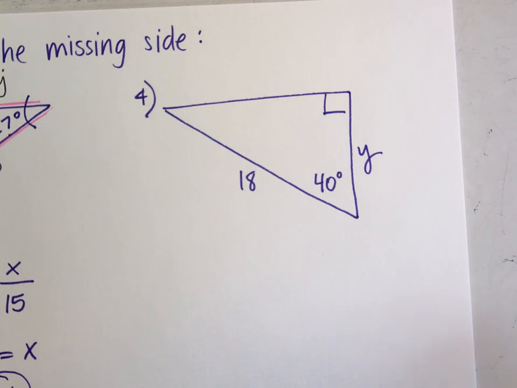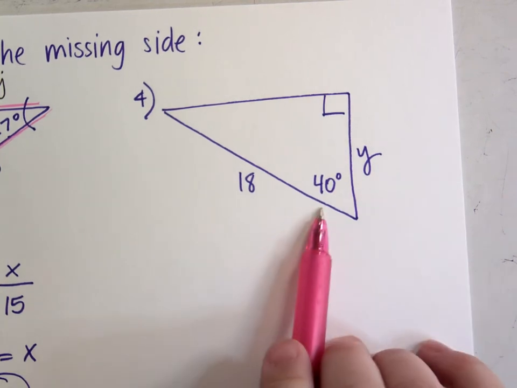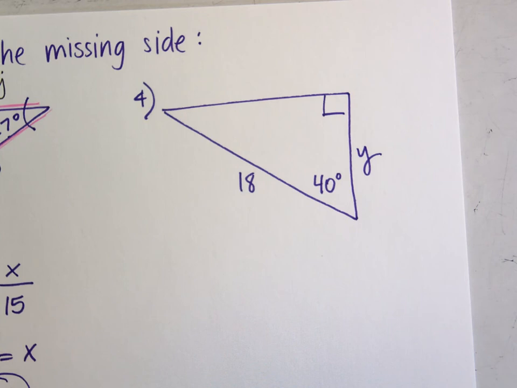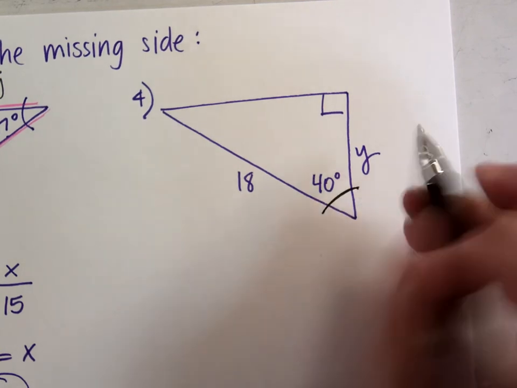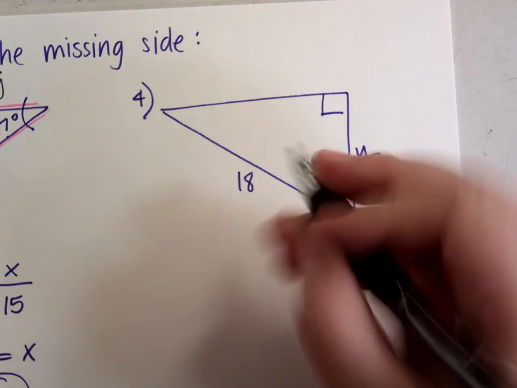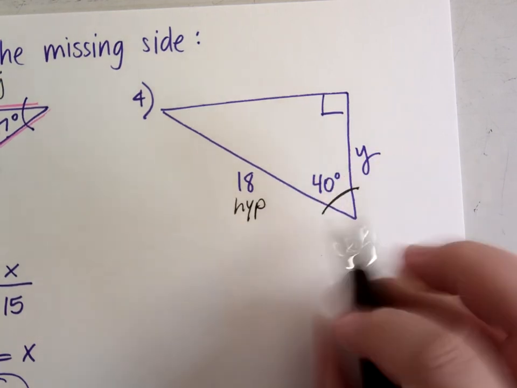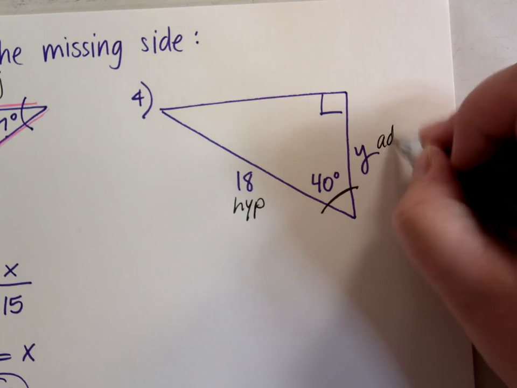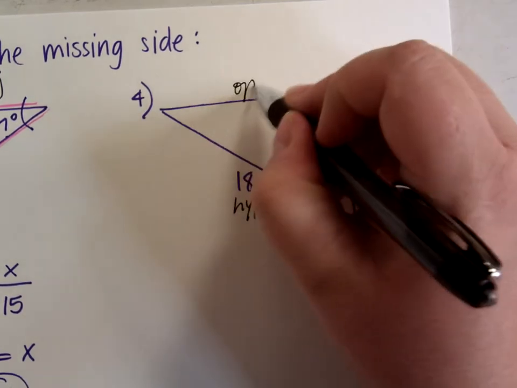Let's go ahead and try this one. Remember, first step is figure out what angle you're going to use and label the sides from that perspective, according to that angle. So that angle has two sides. This one is the hypotenuse. This one is the adjacent side. So that makes this one the opposite.